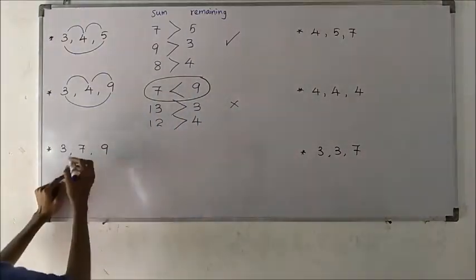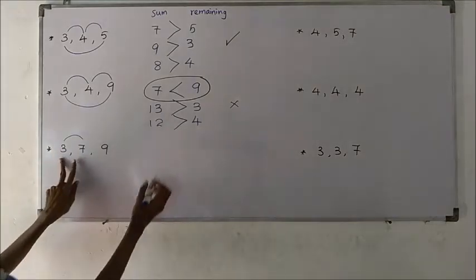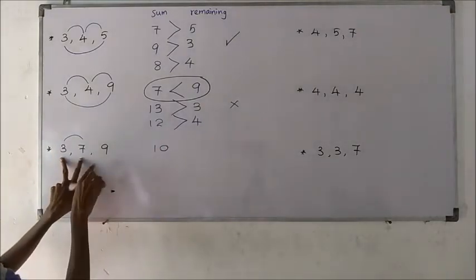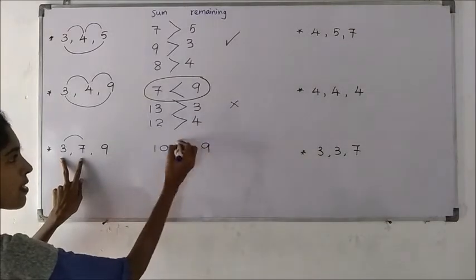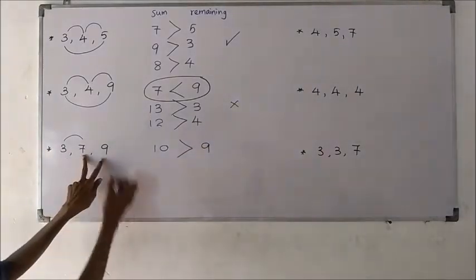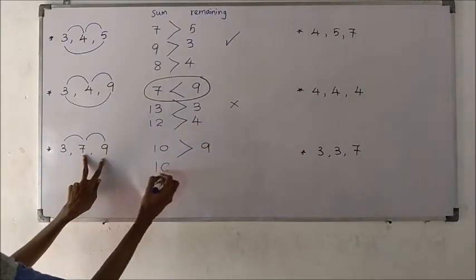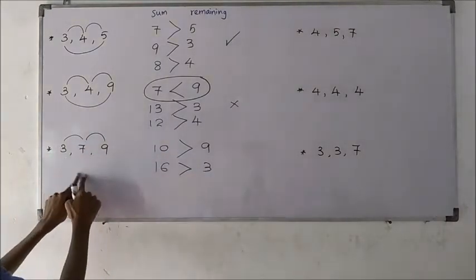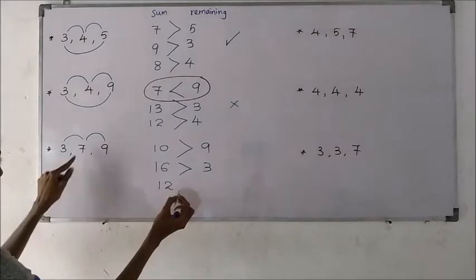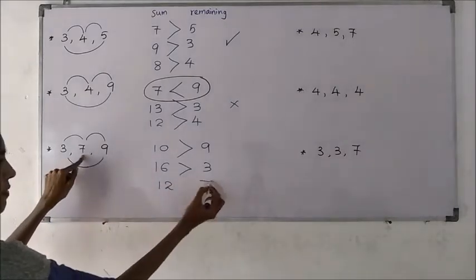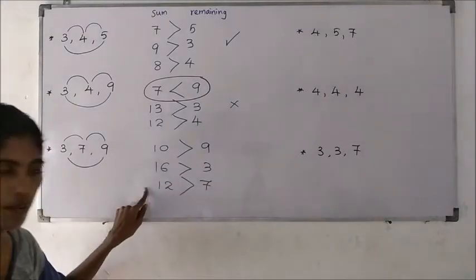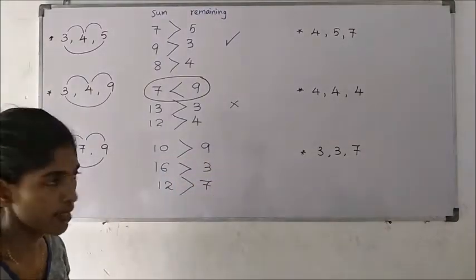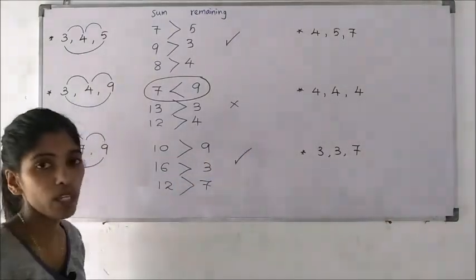Okay, next again we will add the first two. 10 is the sum, the remaining side is 9, the value is greater. These two we will add. 16, the remaining side is 3, greater. First and last, 12, the remaining side is 7. All the sums are greater than the remaining side. So a triangle can be drawn.